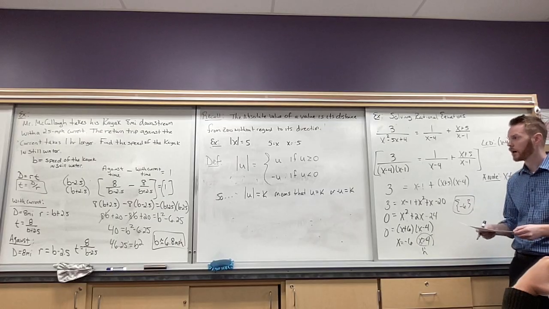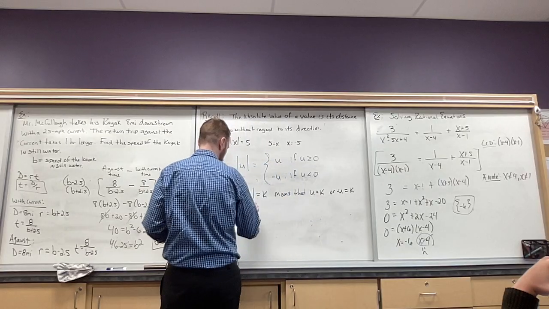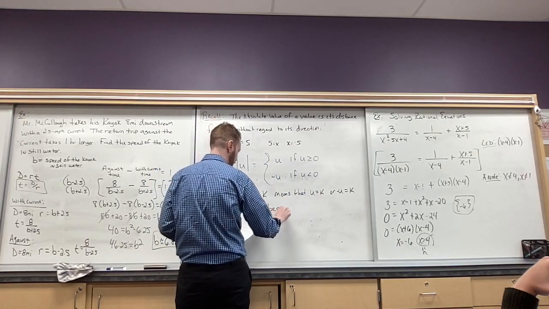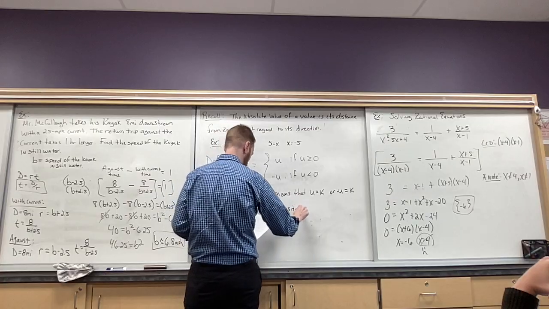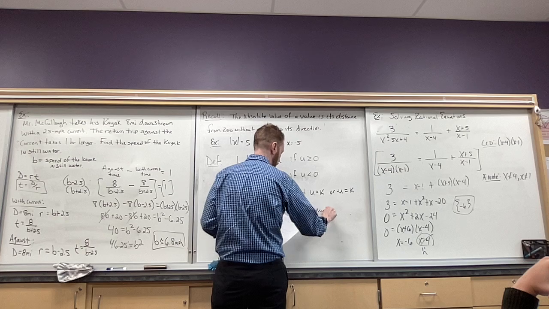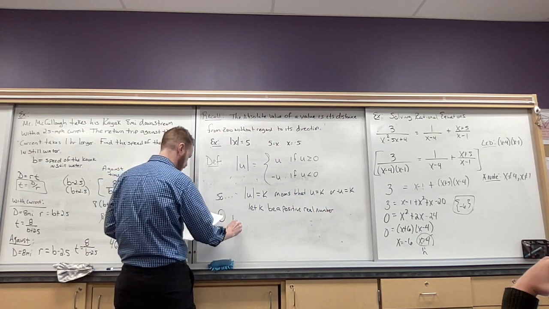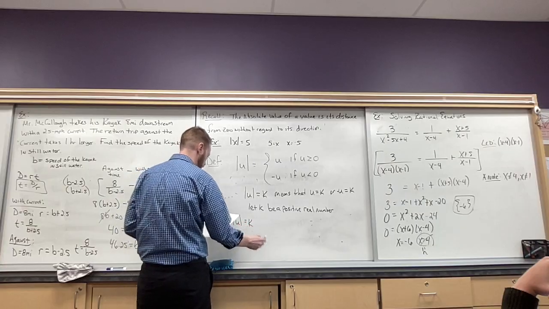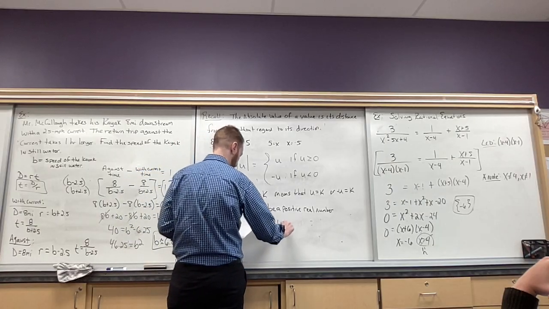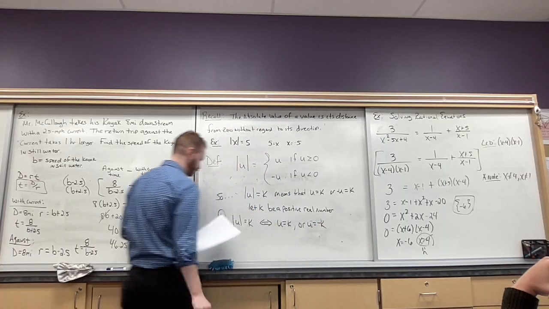So, some properties with this. This underneath. So we're going to let k be a positive real number. Okay. So our first property, which we already kind of wrote up there, absolute value u equals k is equivalent to u equals k or u equals negative k.